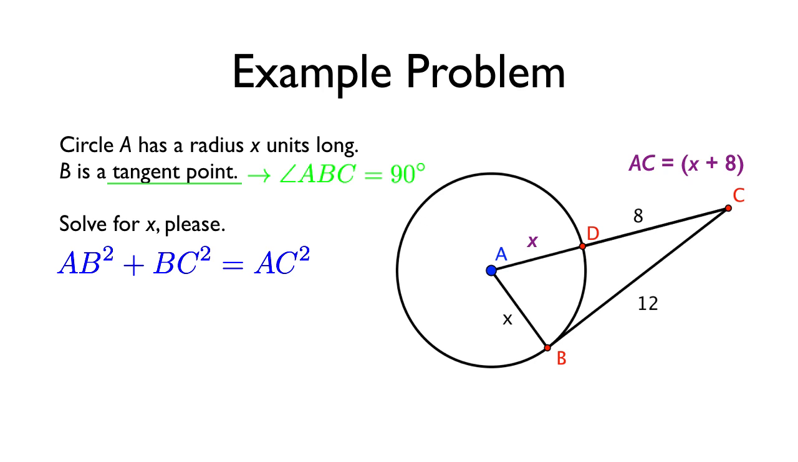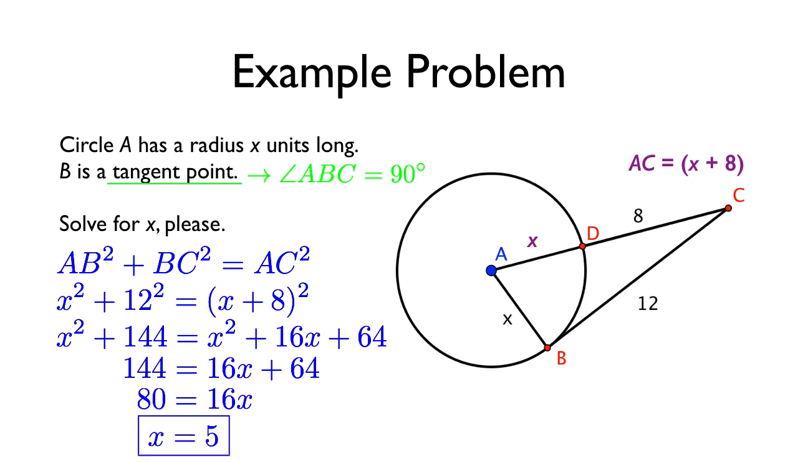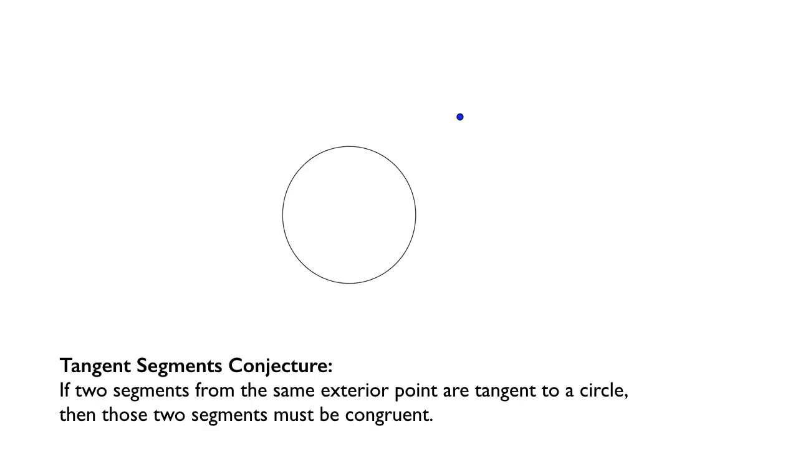So AB squared plus BC squared equals AC squared. Sub in the values that we know, and then doing the usual method, we'll solve for x. So subtract x squareds from both sides. I get that x is 5. Next conjecture is called the two segments conjecture. If two segments from the same exterior point are both tangent, then those two segments are congruent.